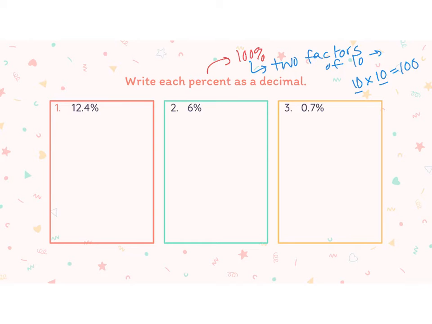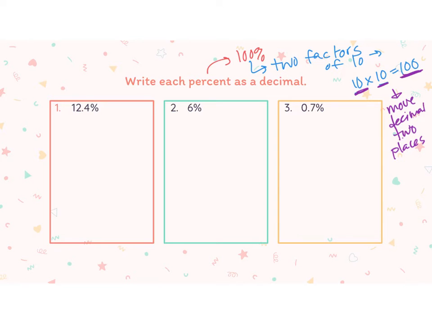Each time you move the decimal point, that's 1 factor of 10. When I slide my decimal point in either direction, I'm using 1 factor of 10. So if I want to use 2 factors of 10, I need to move the decimal 2 places. Moving the decimal 2 places gives me my factor of 100.